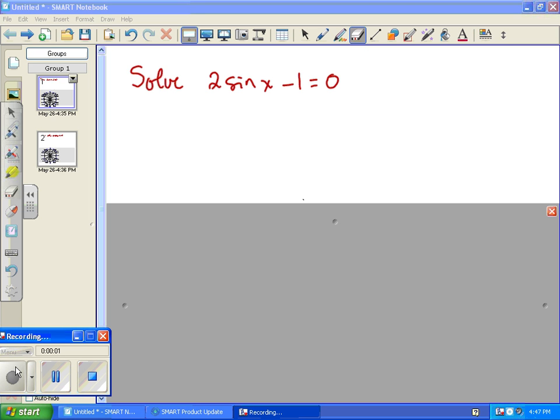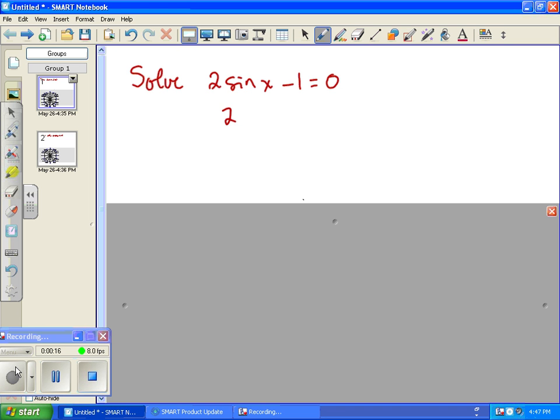Solve 2 sine x minus 1 equals 0. Okay, to do this, we need to solve for the sine of x. We need to isolate it, so we need to get everything on the other side. So first thing, we want to add 1 to both sides, so we get 2 sine of x equals 1, and then divide both sides by 2.